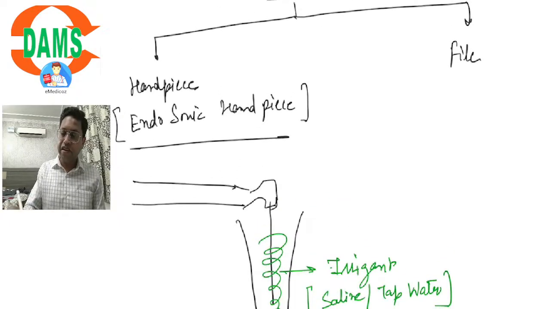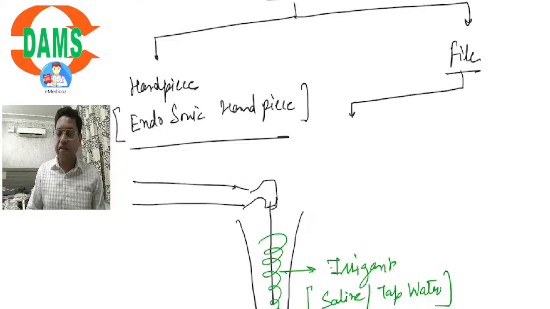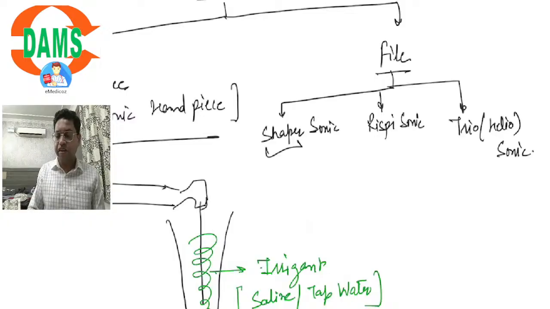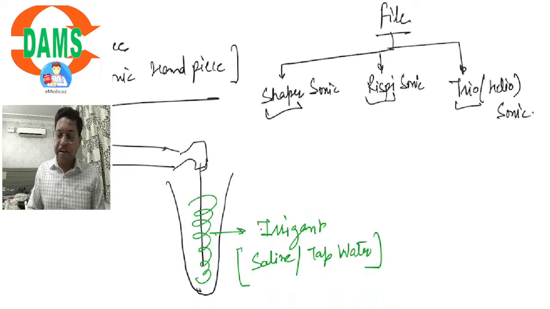And what are the files? Three special files are used with these sonic handpieces. They are the shaper sonic, rispy sonic, and trio or heliosonic. Shaper sonic, rispy sonic, and trio or heliosonic. These are the three types of files that are used.